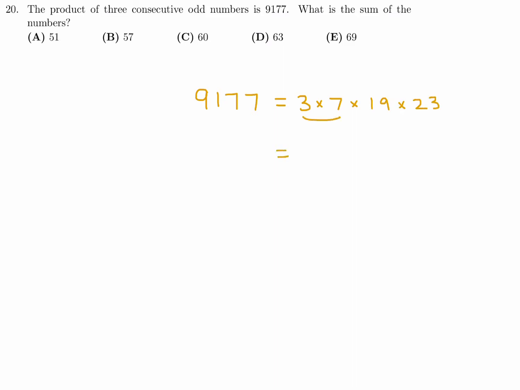Well, if we combine the 3 and the 7, it becomes 21 times 19 times 23. Now, are these three consecutive odd numbers? Yeah, 19, 21, 23 are consecutive. So there you go, those are the numbers. And if you want the sum, you just add 19 plus 21 plus 23, and that is, of course, 63. So number 20, the answer is D.